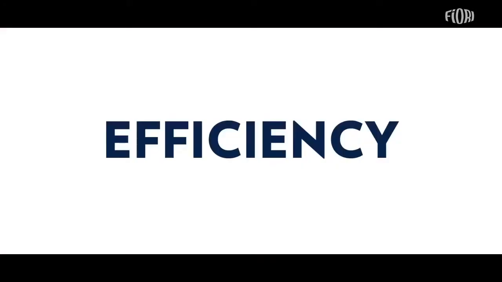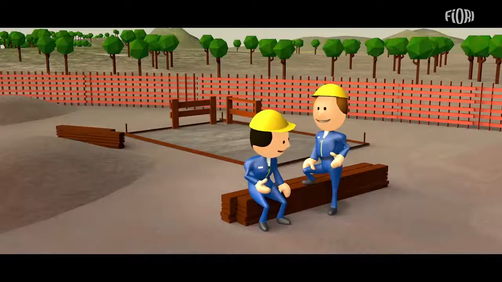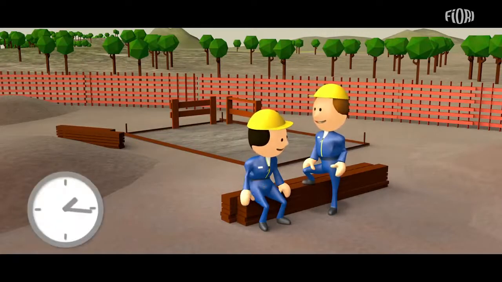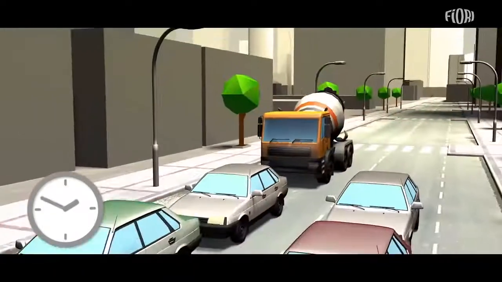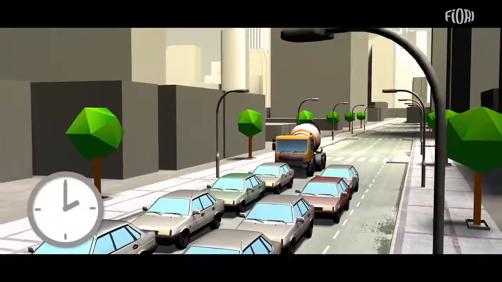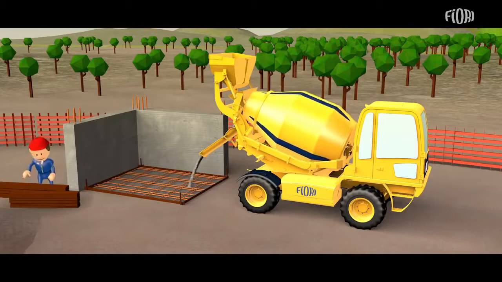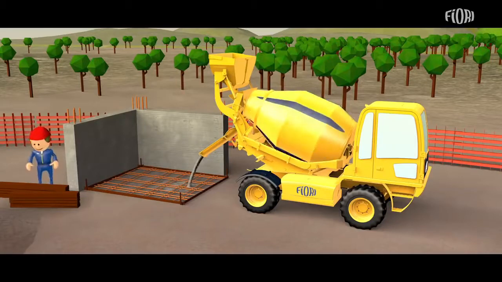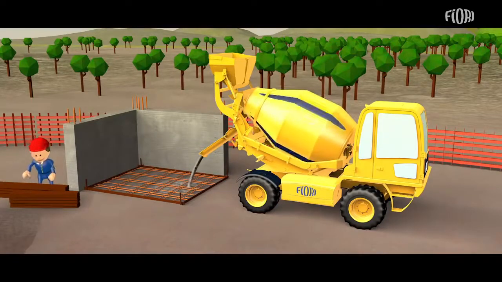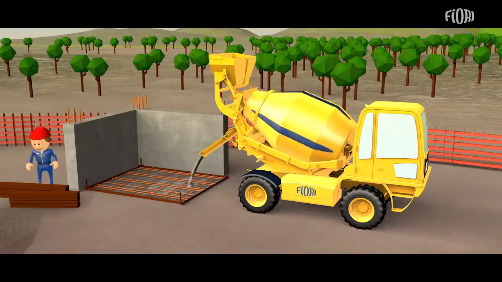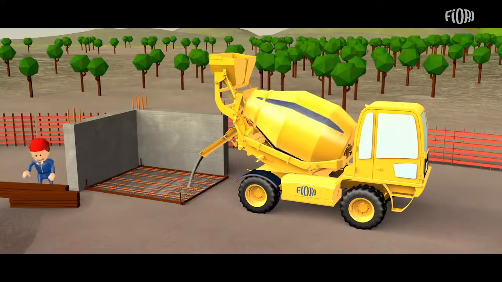Efficiency. When you rely on a concrete batching plant, the building site cannot get on with its work until the mixer truck arrives. And this can take a long time. The Fiori solution enables you to produce and cast concrete independently. This reduces the length of building time and increases productivity.